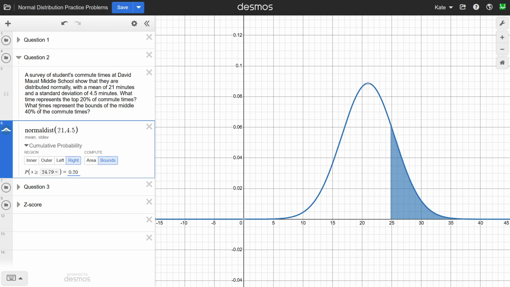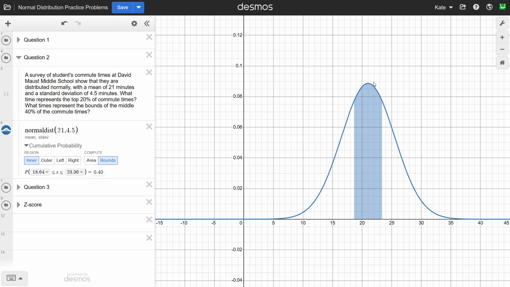Next part asks what times represent the bounds of the middle 40% of commute times. This can be the inner function. We can type 0.40. This represents 20% in either direction from the mean, and then calculating the points that show that. So 18.64 less than x is less than 23.36.